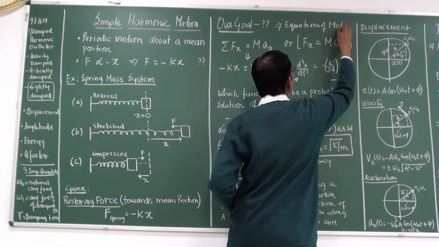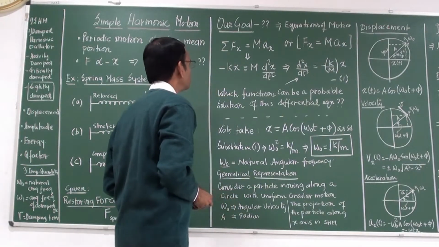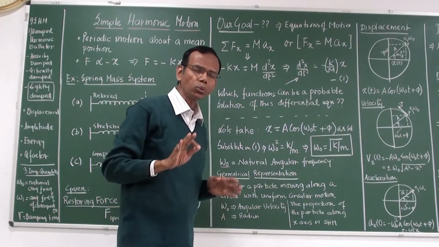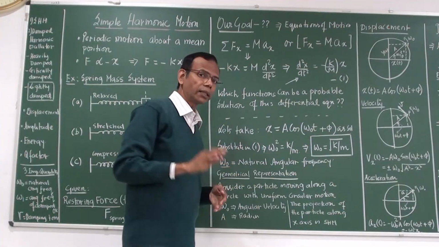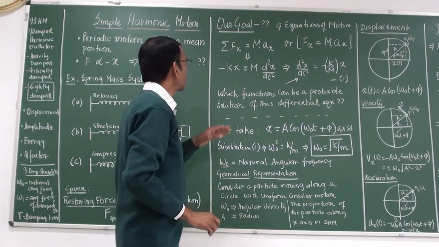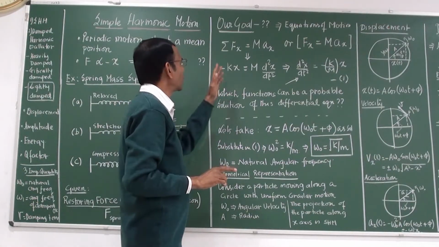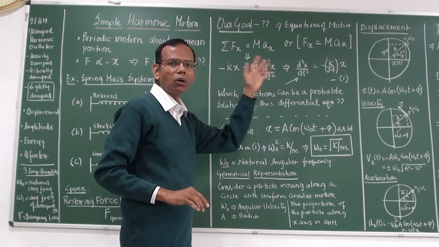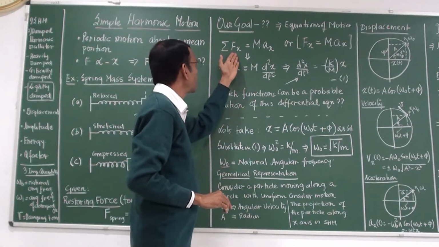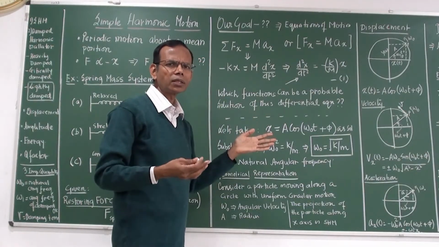Equation of motion. Okay. Fine. So how to write the equation of the motion? This particular step is very, very important. The way to write the equation of the motion is that we write Newton's second law of motion, that is, sigma fx is equal to max, sigma fy is equal to may.